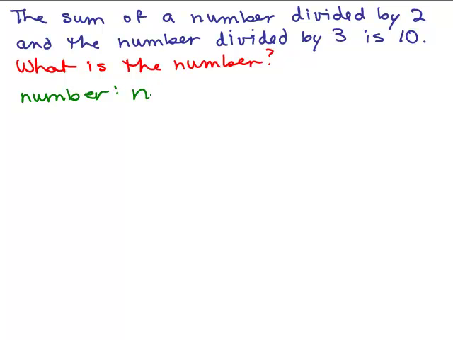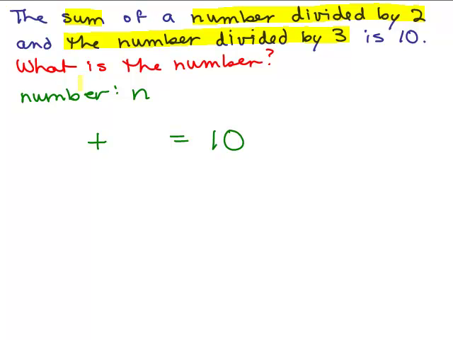Okay, now the sum of a number divided by 2 and the number divided by 3. All right, we're adding two things together, right? Because we're taking the sum of two things and we're going to get 10. So we know we're adding two things together and we're going to end up with 10. Okay? Now what are we adding together? Well, we're taking the sum of what two things? The number divided by 2, and there's that keyword, and the number divided by 3.